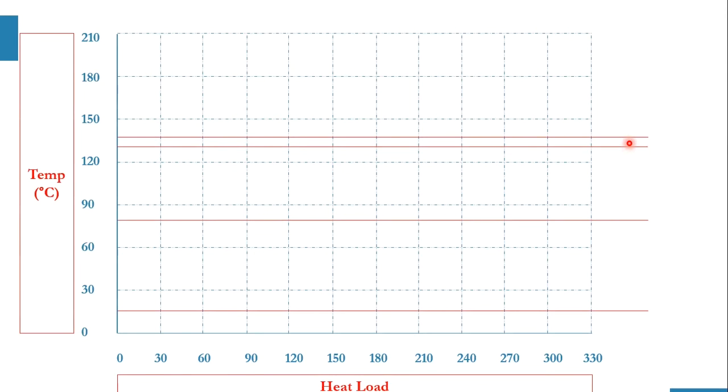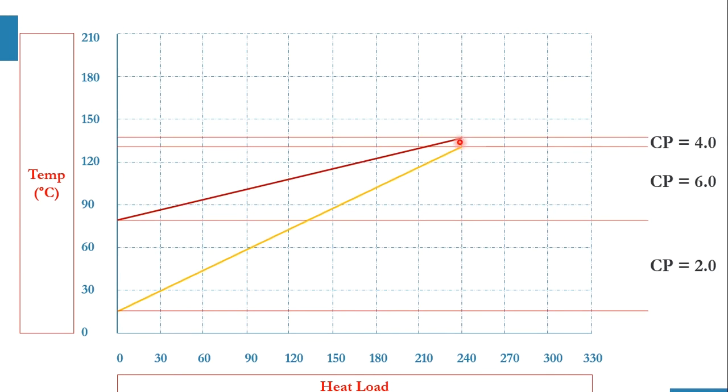Now similarly for the cold stream, these intervals have been used. Again, there are three intervals, this one and this one. CP is 4, CP is 6, CP is 2. The same procedure is adopted over here. Maroon line, its CP is 4. Orange line, its CP is 2. So as you can see, in this region only there is the orange line, so its CP is 2. Here both lines are involved, so CP is 6. Here only the maroon line is involved in this region, so CP is 4.